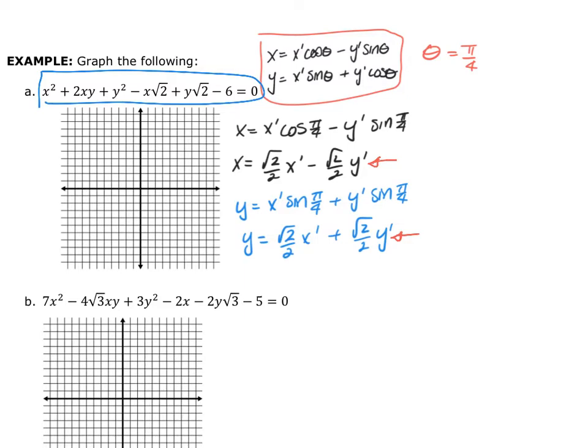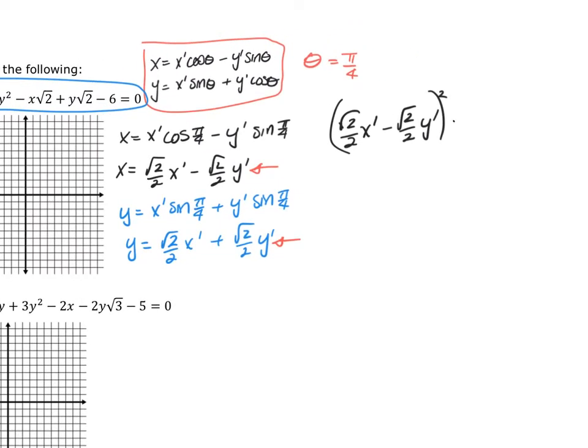So I'm going to replace x with that x there. So this x right here is going to be the square root of 2 over 2 x prime minus the square root of 2 over 2 y prime, quantity squared. Yeah, I'm getting there. The fun never ends in this one. Again, this is not difficult. It's just time-consuming and heavy in algebra.